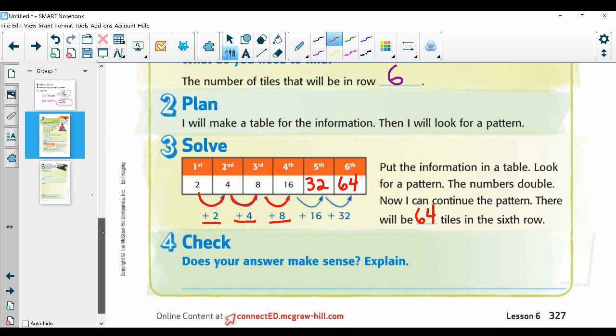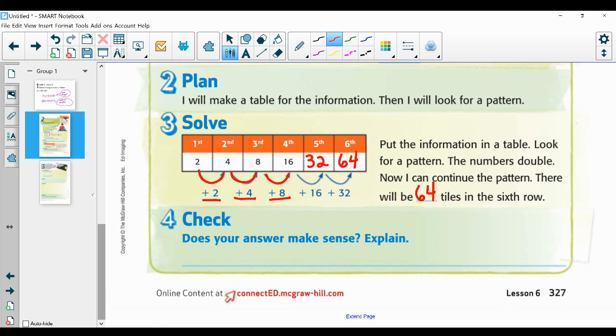Okay, does your answer make sense? Well, yes, because every single one is doubled, right? So I'm going to say does your answer make sense? It wants a yes or no question. I think it makes sense. So I'm going to write yes, comma. Now it says to explain, so I've got to make sure I explain. So yes, comma, because every number doubles.